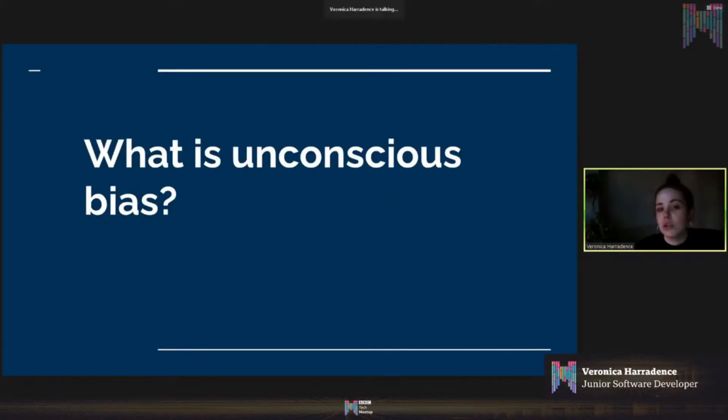So what is unconscious bias? Unconscious bias, or some call it implicit bias, is often defined as prejudice or unsupported judgments in favour of or against one thing, person, or group as compared to another in a way that is usually considered unfair. In contrast to that, deliberate prejudices are defined as conscious bias or explicit bias.